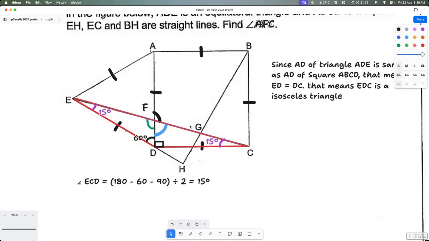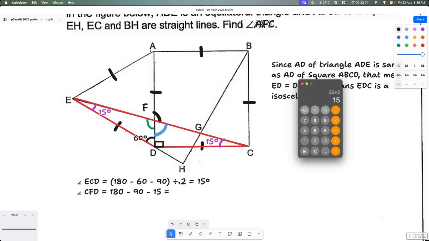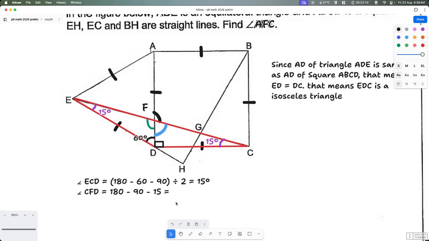Next thing is we can get the blue angle, which is angle CFD. Angle CFD is equal to 180 minus 90 minus 15. This is 90, not 80, because we have a right angle over here. Let's use the calculator. 180 minus 90 minus 15 gives us 75 degrees. So now we know the blue angle is 75 degrees.